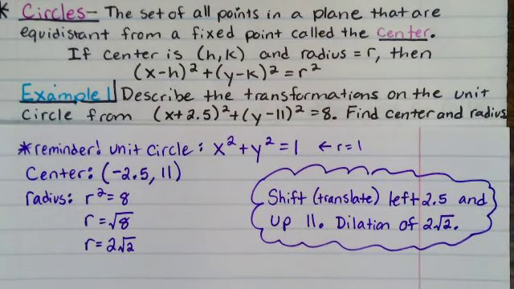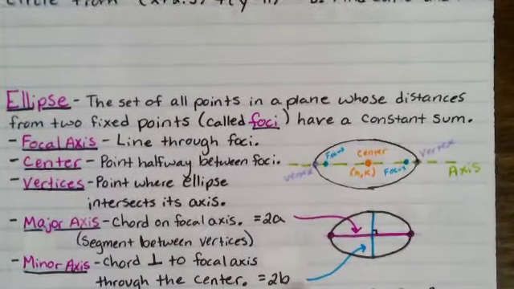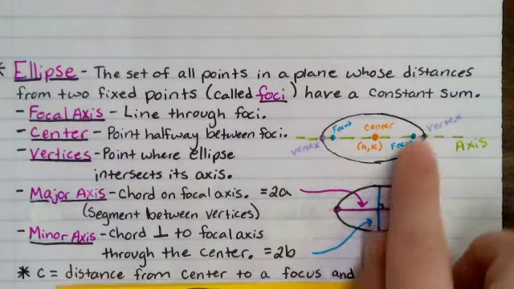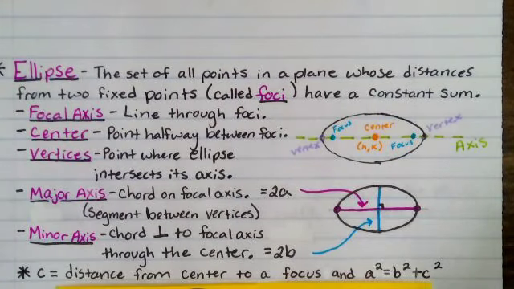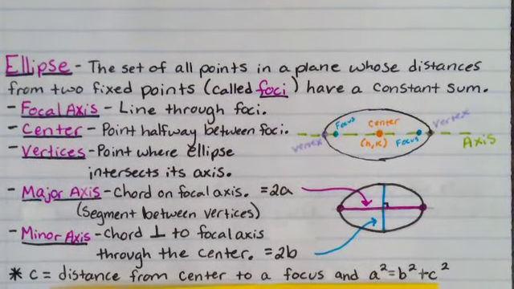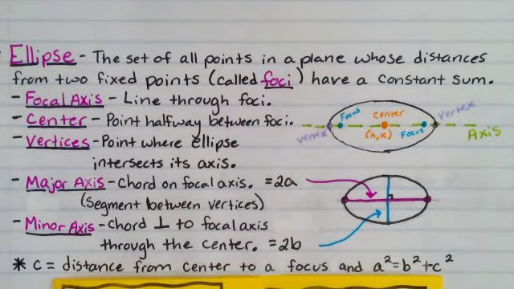Let's look at ellipses, okay? Now, ellipses, they are elongated, so you're going to see this type of shape. I'm not a great artist, but I would get just a rough sketch of what this is in your own notes so that you have that as a little reference. An ellipse is the set of all points on a plane whose distances from two fixed points, called the foci, which is the plural for focus, have a constant sum.